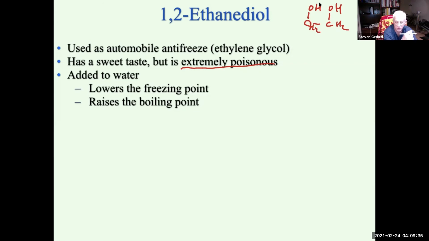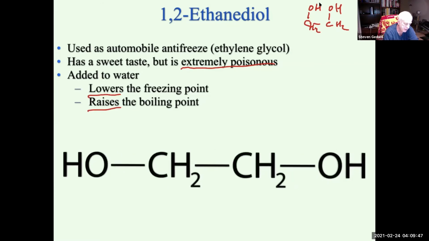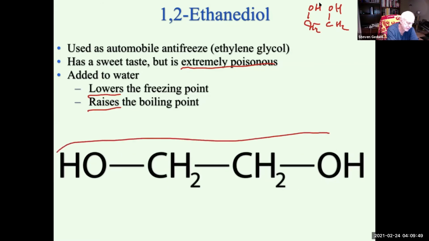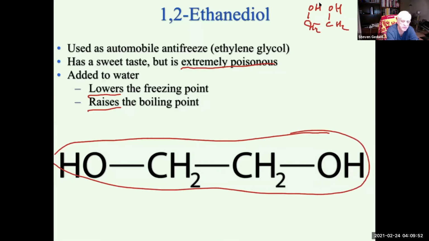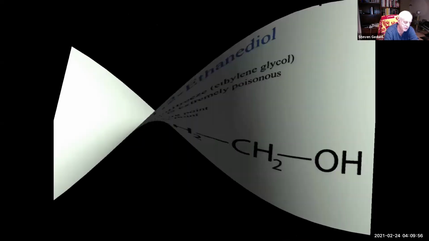So you're adding material to the water and it's increasing that range because you don't want your radiator to freeze because that'll destroy your car. You don't want it to boil because it would get rid of all the water to keep your car cool. So it does both things. It lowers the freezing point and raises the boiling point. It's called a colligative property. And that's what it looks like. That's antifreeze. Very toxic, but very sweet tasting.